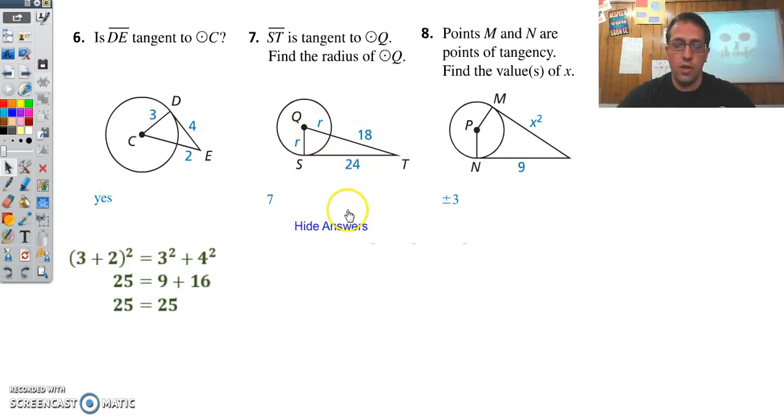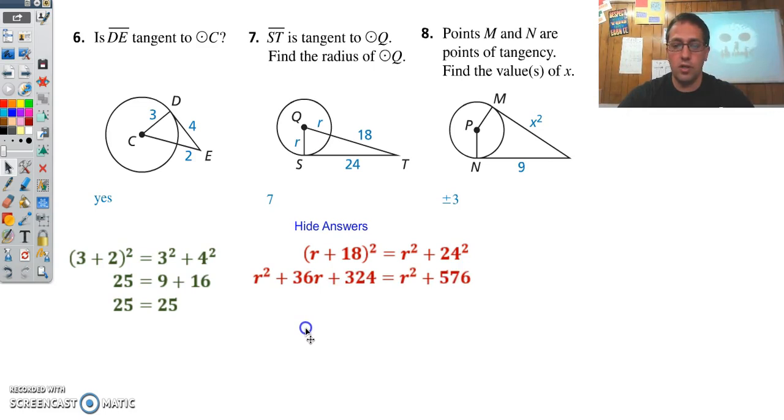All right. Over here, this is a little bit more complicated. Again, we're going to use the Pythagorean theorem because it tells us this is a tangent. So this must be 90 degrees. It's got to be perpendicular. So we're going to use the Pythagorean theorem again. So we set that up. R plus 18 squared is our hypotenuse equals R squared plus 24 squared. So we square all that to simplify it down.